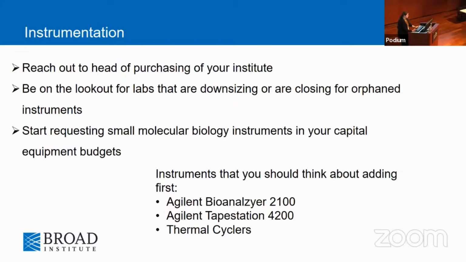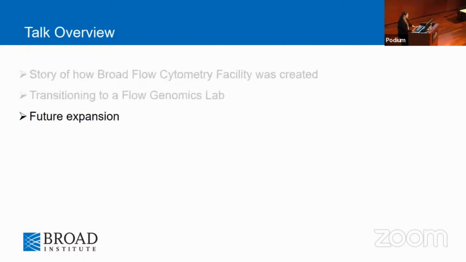And then I made friends with my head of purchasing in my institute. So he tells me when labs might be getting rid of things and I can take them in. This has saved me money in the beginning. But you can also add some things every year if you have a little bit of leftover capital equipment budget. Bioanalyzers, TapeStation, thermal cyclers aren't very expensive, and these are the type of things that'll help you get going.